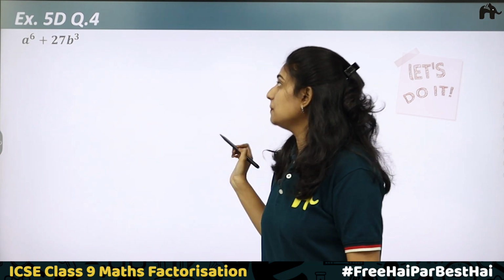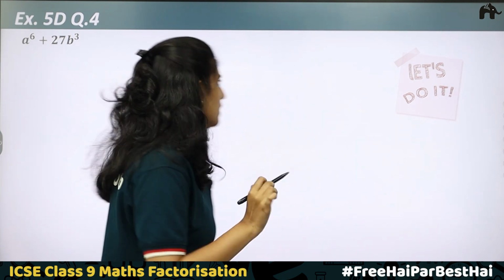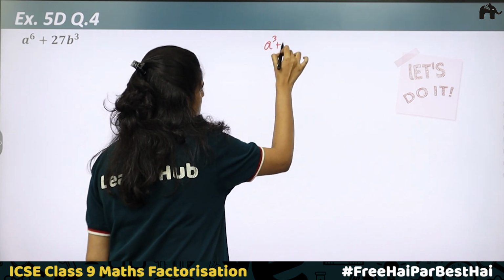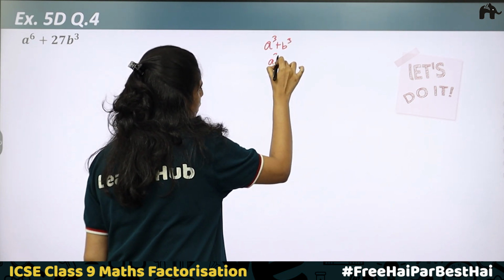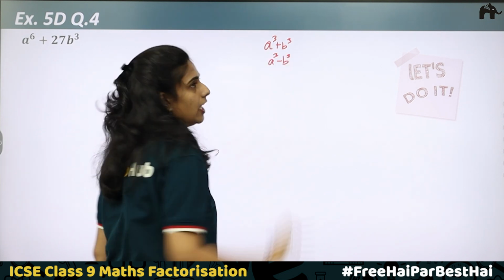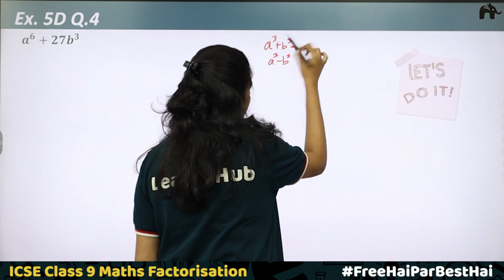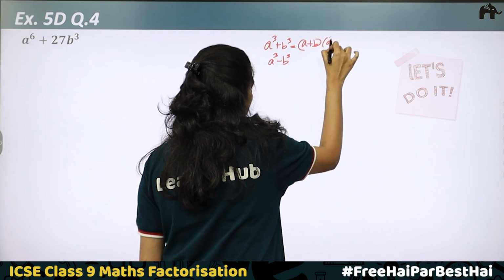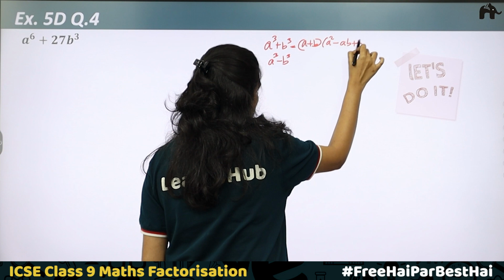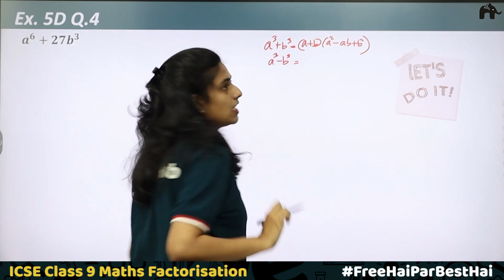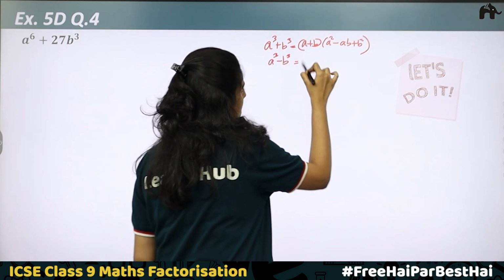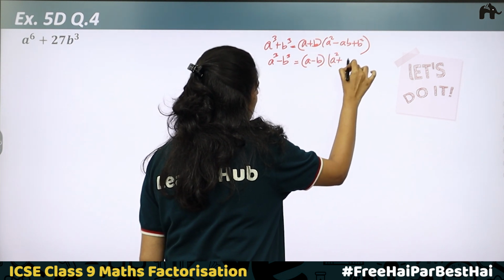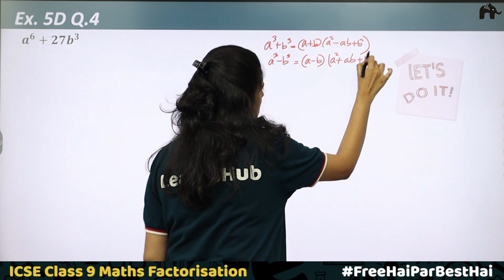A raised to 6 plus 27b cube. We know to factorize when we have a cube plus b cube or a cube minus b cube form. If it is a cube plus b cube, then the factors can be determined a plus b into a square minus ab plus b square. And if it is a cube minus b cube, then the factors can be determined a minus b into a square plus ab plus b square.